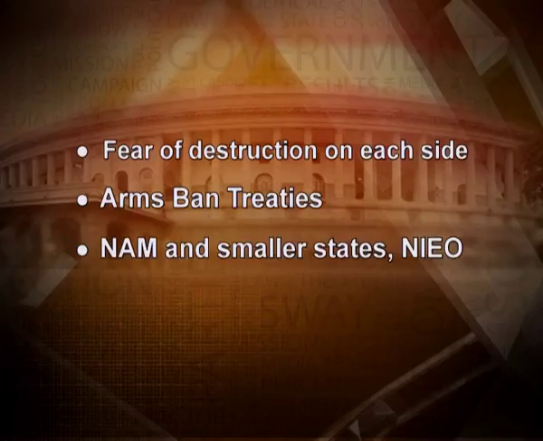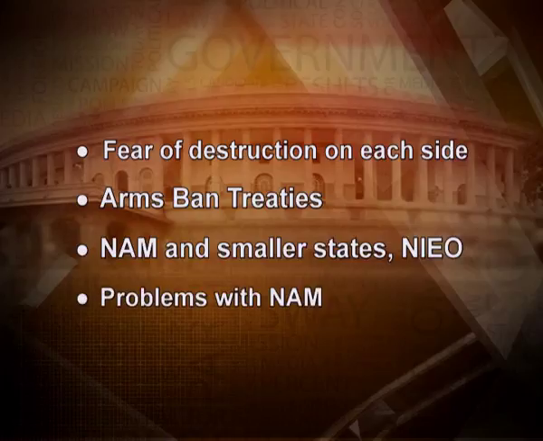In the last part of these episodes, we discussed NAM, the Non-Aligned Movement, and how smaller states formed a new international economic order. We also discussed problems with NAM and how it lost its significance and effectiveness on the global political scene. And towards the end, we discussed India's position during the Cold War era. This is not the end, but the beginning of world politics. Enjoy reading this book.